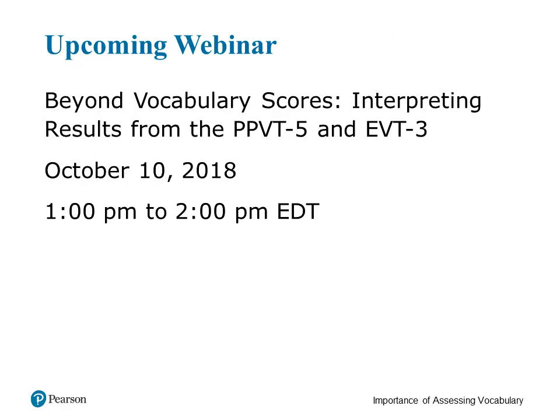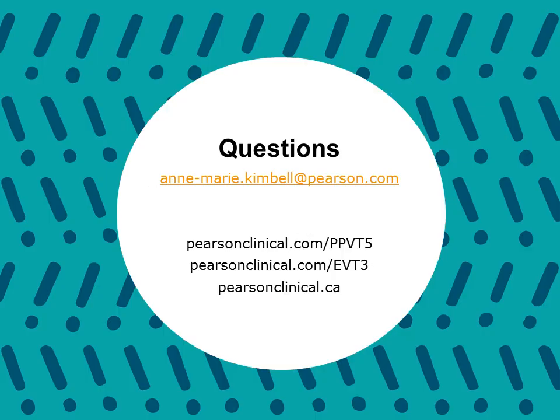I want to call your attention to the next webinar that we're going to have in this particular series, that will cover what's entitled Beyond Vocabulary Scores, Interpreting Results from the PPVT-5 and EVT-3, that will take a deeper dive into the actual interpretation. It's going to be held on October 10th from 1 to 2 p.m. Eastern Time, so be sure to locate and register on the PPVT or the EVT page on PearsonClinical.com, and the very last page in your handout and on the slides gives those 2 web pages and the web page for the Canadian website and my email address if you have any additional questions.